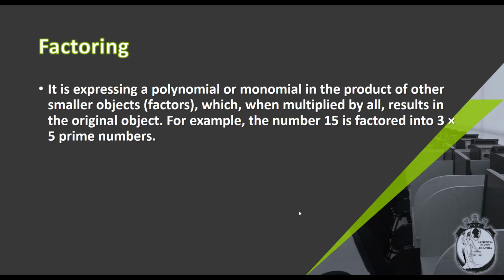Okay, for example, if you want to factor 15, you can get 3 and 5, so prime numbers, but the thing is 3 times 5 is equal to 15, so 3 and 5 are factors of 15. Okay, so that is the thing that you need to understand here.